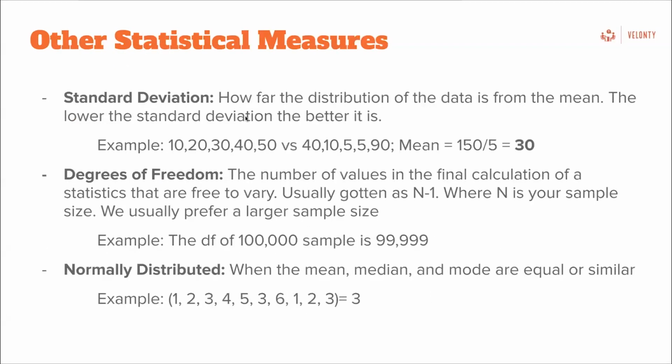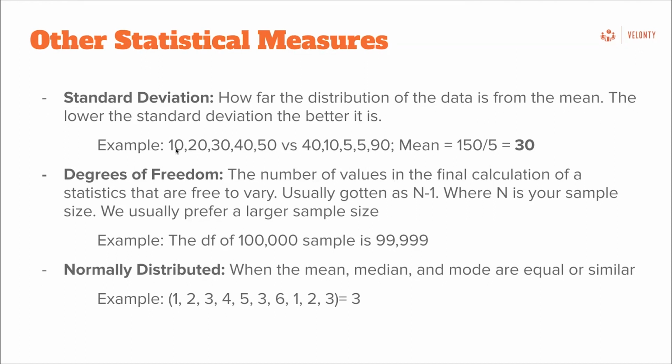So we have something called standard deviation. The standard deviation is how far the distribution of your data is from the mean. The lower the standard deviation, the better it is. So what we want or what we'd expect is a lower standard deviation. So if you're trying to compare two data together and one has a lower standard deviation, then the one with lower standard deviation is okay.